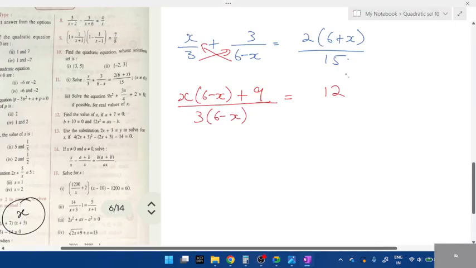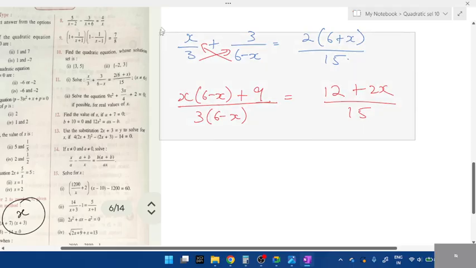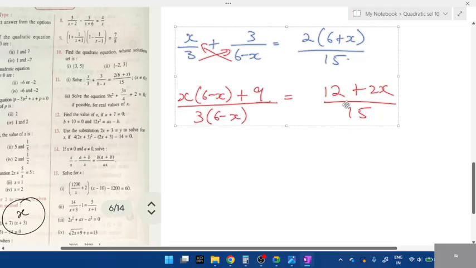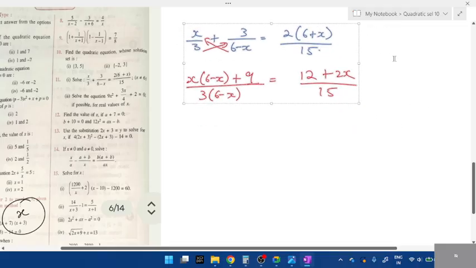Okay, open the bracket. 2 6 are 12 plus 2x divided by 15. Next, don't multiply. This is where you'll go wrong. Don't try to multiply. Is the left hand side solved? All of you respond. Left hand side, is it solved? No. Until you solve it, don't cross multiply. That is where you are going wrong.